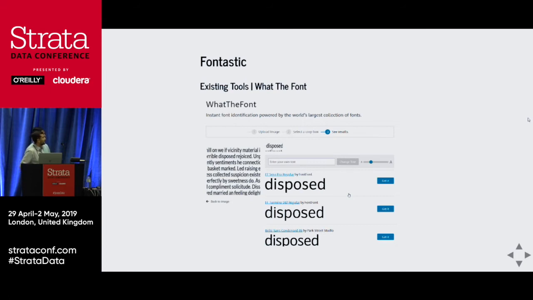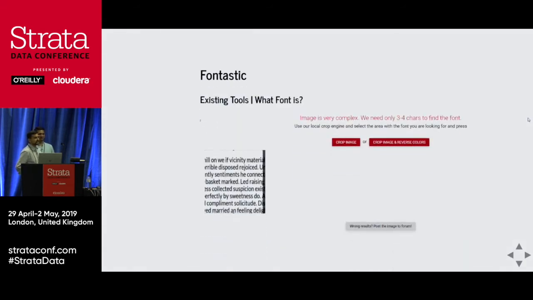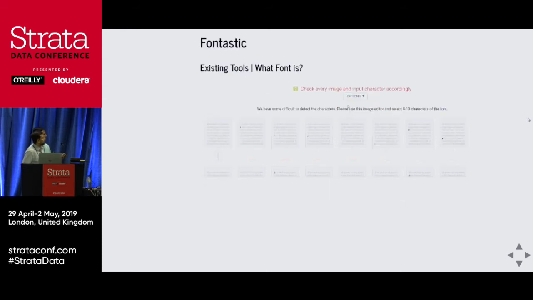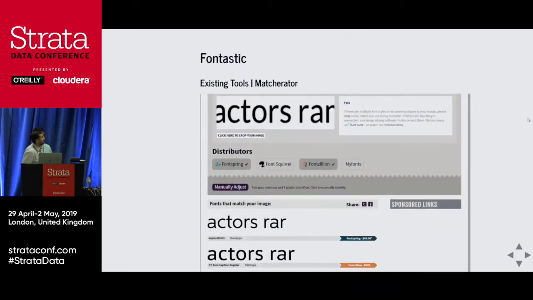And then we figured out there was one more tool called WhatFont Is. Again, we gave it the same image. It's a Lato font. It said the image is very complex, please give a smaller crop. And then I gave a smaller crop of that, and it says it is still complex. I cannot comprehend. And then there is one more service called Matcherator.